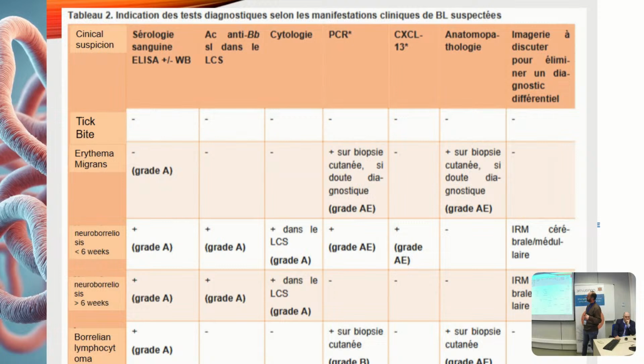In this publication, this recommendation of the HAS, the thing that was interesting is this one, CXCL13. This is a cytokine that can be found in lumbar puncture, in the CSF, and when it's positive, it's an argument for neuroborreliosis. And as you can see, it's positive in early Lyme disease and in late Lyme disease.